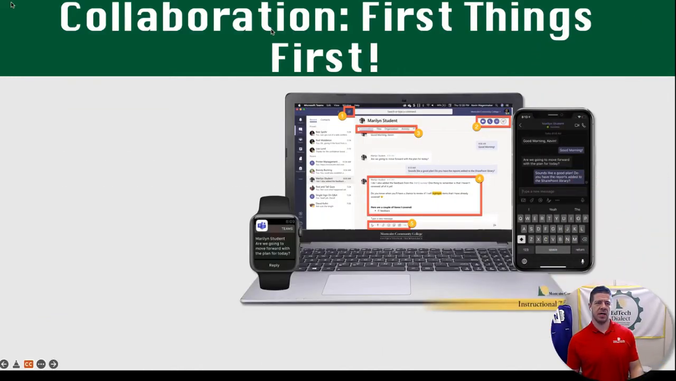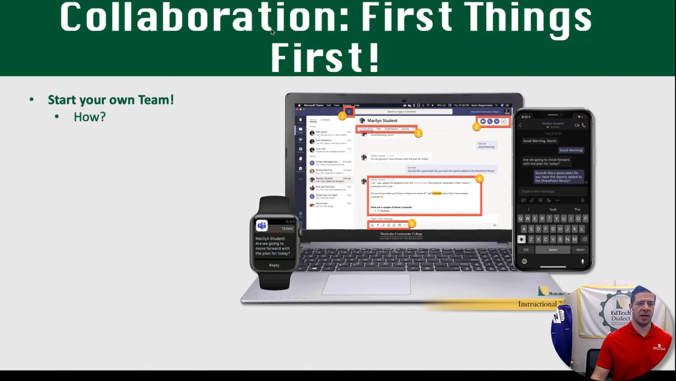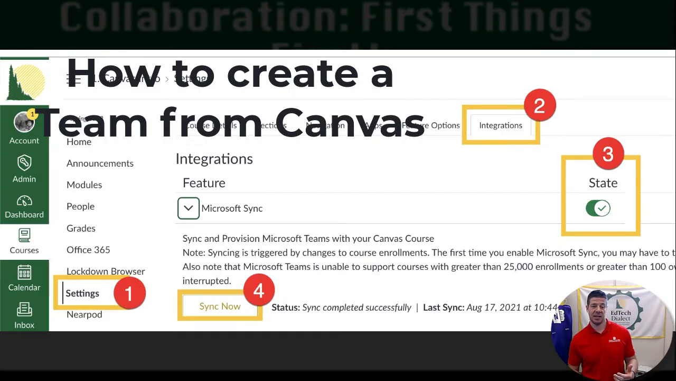So first things first, we're talking about different places of collaboration. And the first thing you want to do is, obviously, if you don't have a team, you're going to want to create your team. Now, the nice thing is, if you're doing it for your class, Microsoft Sync is a great tool right within Canvas that will create a team for you based on your course roster and keep that team updated based on your course roster.